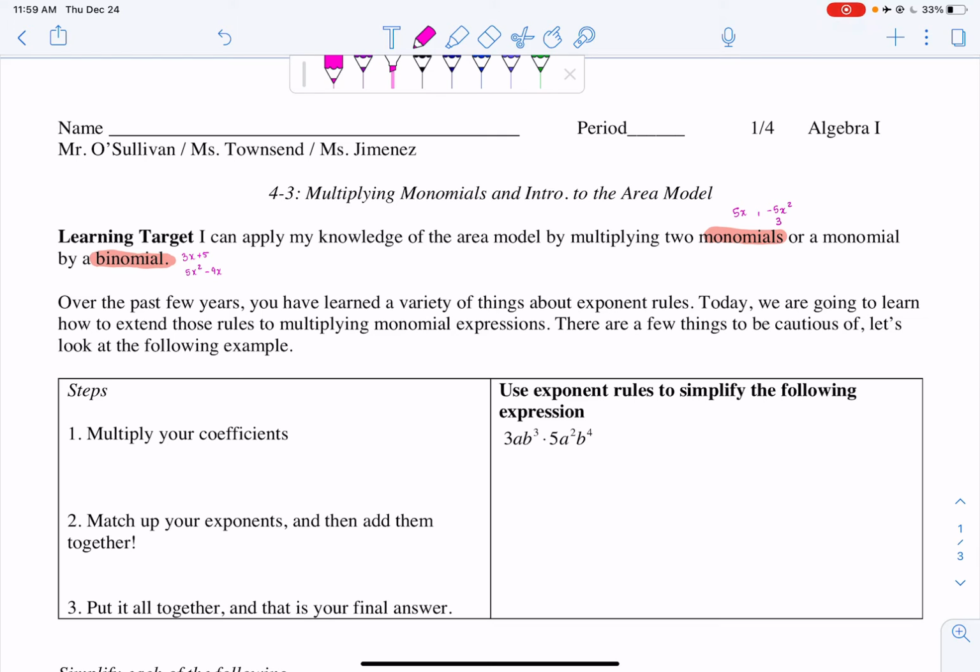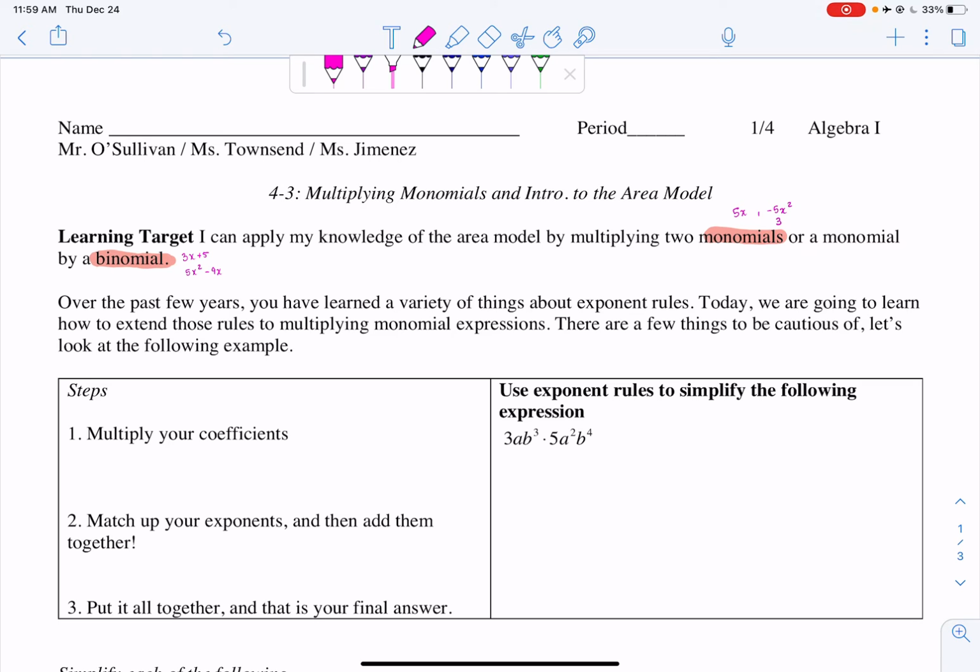So over the past few years, you've learned a variety of things about exponent rules. You learned about them in middle school. You really did learn a lot about them in middle school. So what we're going to be doing today is we're going to learn how to extend those rules to Algebra 1 by multiplying monomial expressions. But there are a few things that we need to be very cautious of. So let's look at this following example.